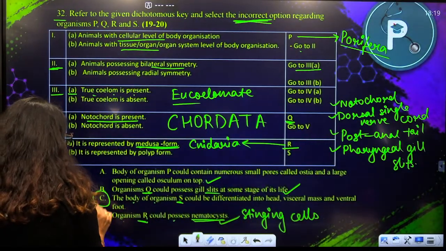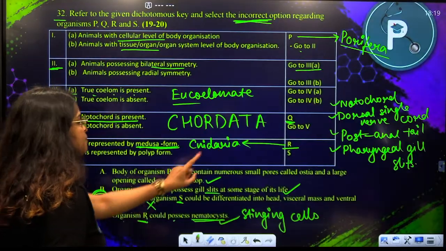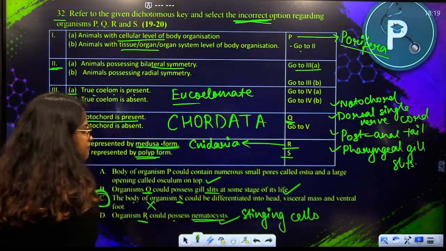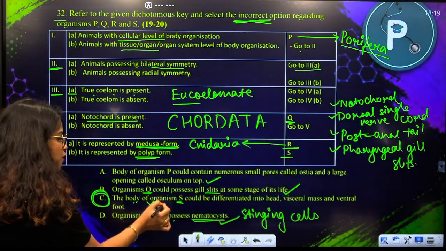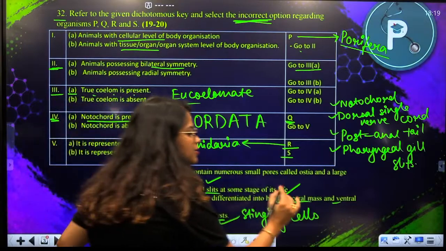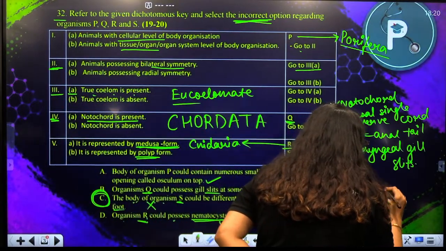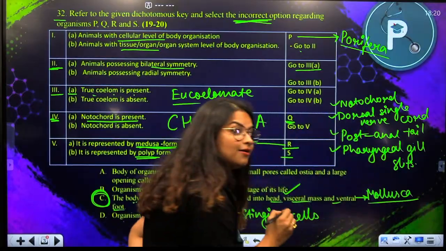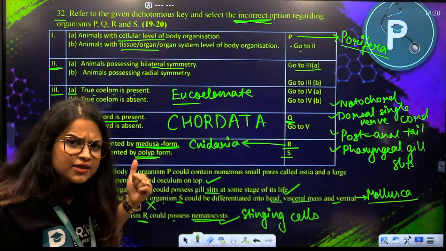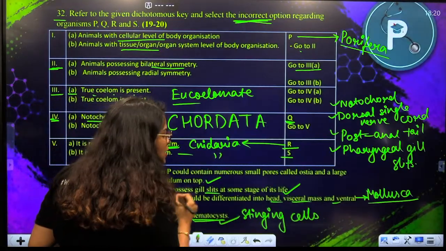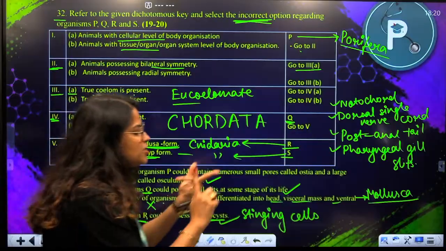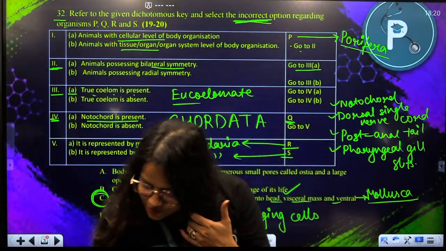So we know that C is incorrect. Why? For S they are suggesting it is represented by polyp form. So who is that polyp form? The body of organism S could be differentiated to head, visceral mass and ventral foot. Absolutely not. This is suggesting a mollusca. This particular sentence is suggesting the characteristic feature of mollusca, not Cnidaria. You won't see polyp in mollusca. No, you would see polyp in Cnidaria only. So S must be a Cnidaria. It can't be a mollusk. So we have found the answer, option number C. I hope you have also marked it correct here.